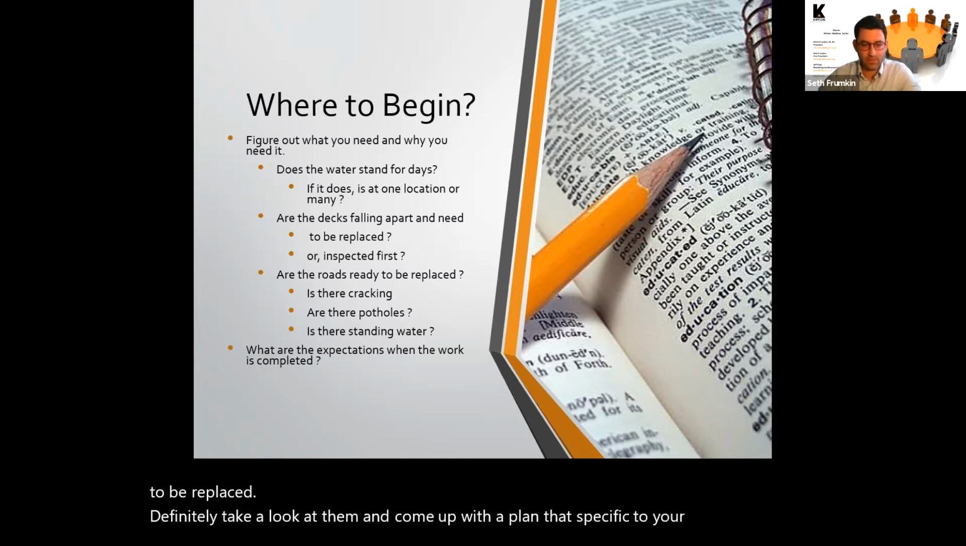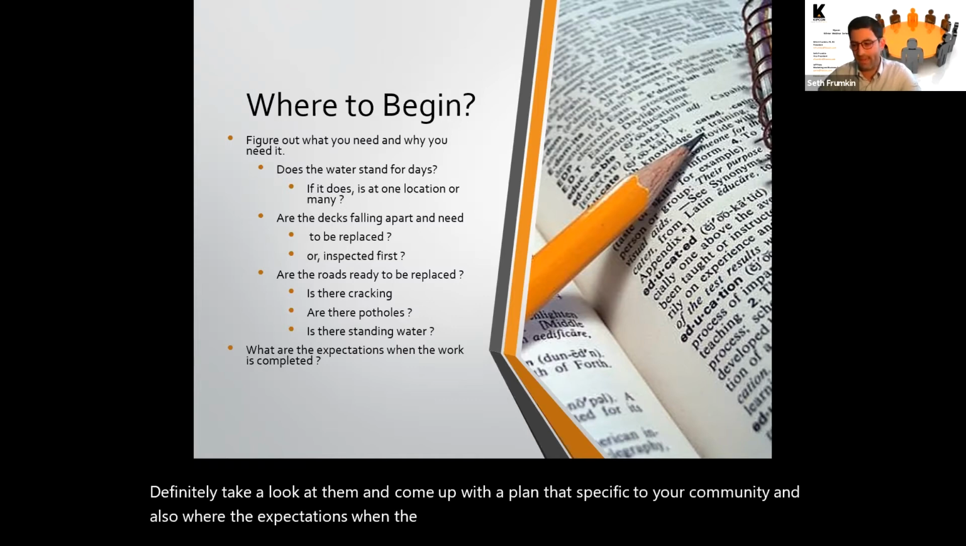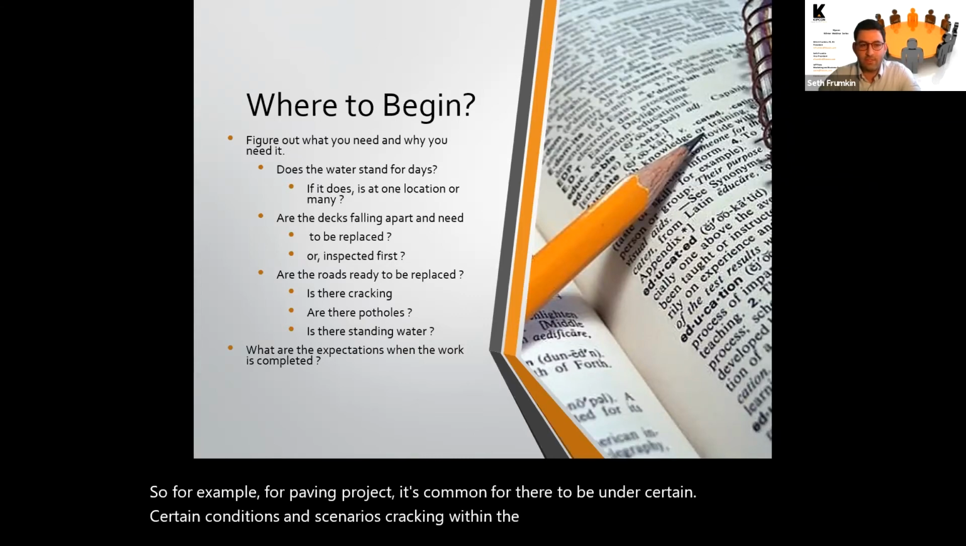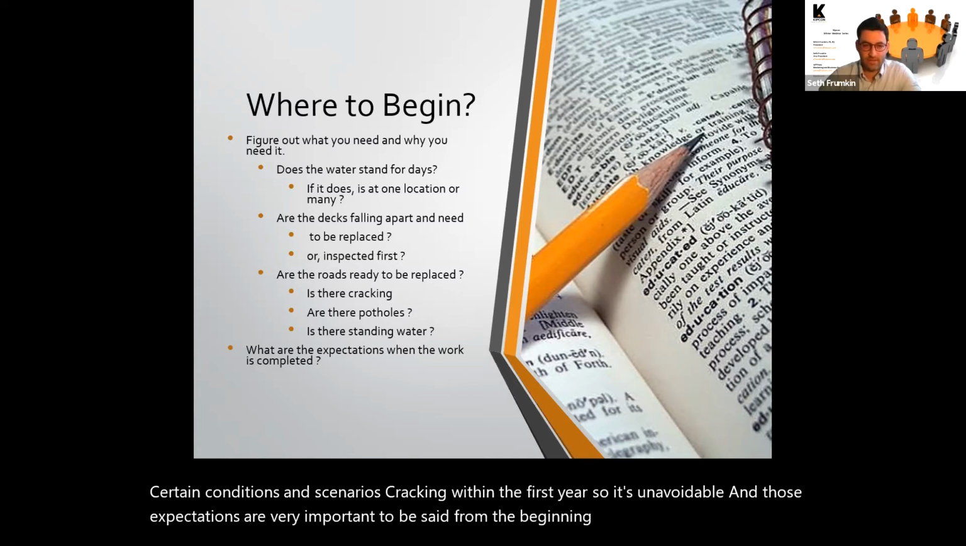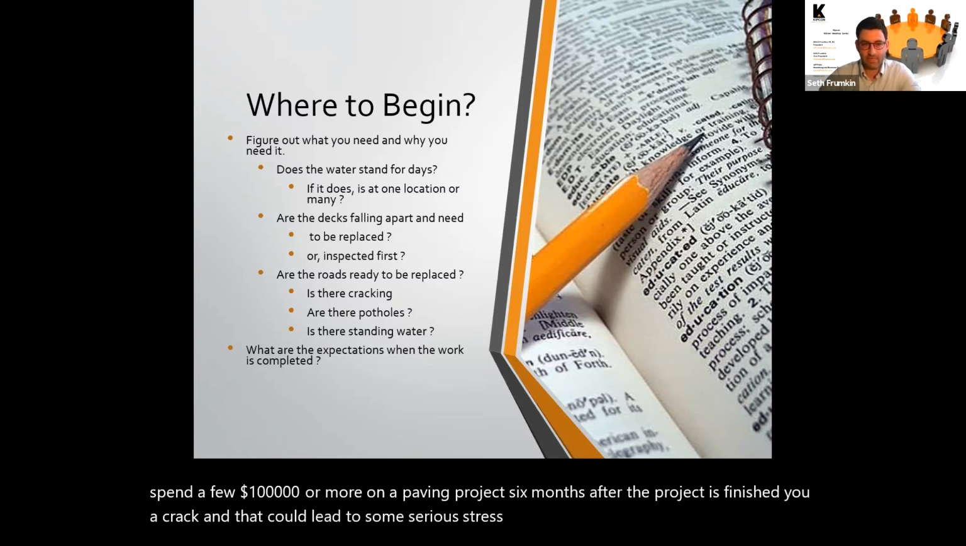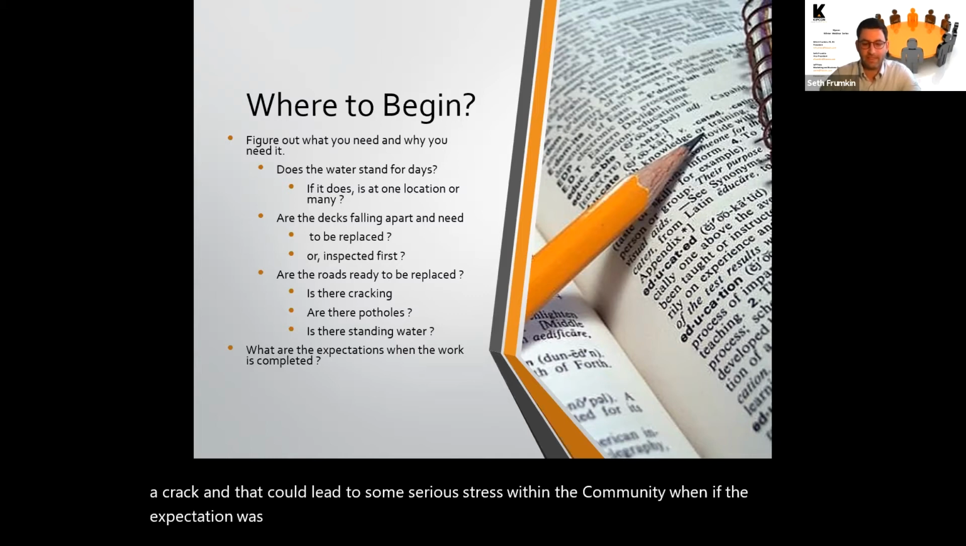And also, what are the expectations when the work is completed? For example, for a paving project, it's common under certain conditions and scenarios for there to be cracking within the first year. Something that's unavoidable. And those expectations are very important to be set from the beginning, because you don't want to spend a few hundred thousand dollars or more on a paving project, and 6 months after the project is finished, you see a crack, and that could lead to some serious stress within the community. If the expectation was put forth in the beginning that that's something which is expected, then a lot of headache can be avoided.